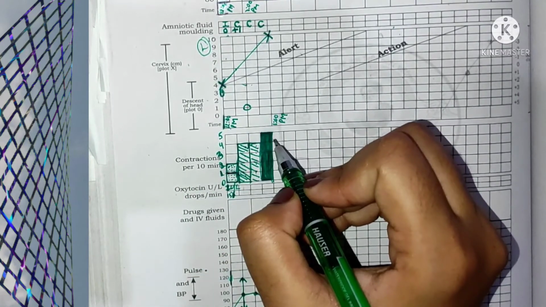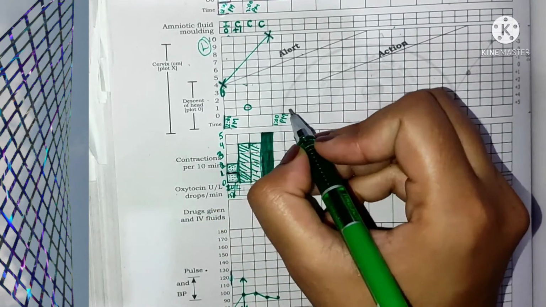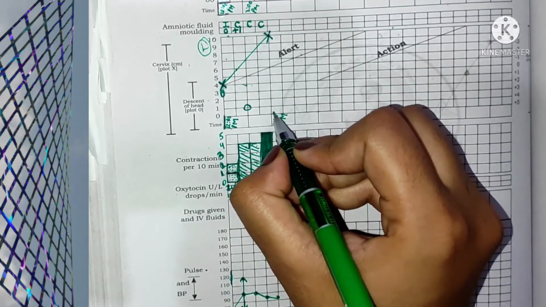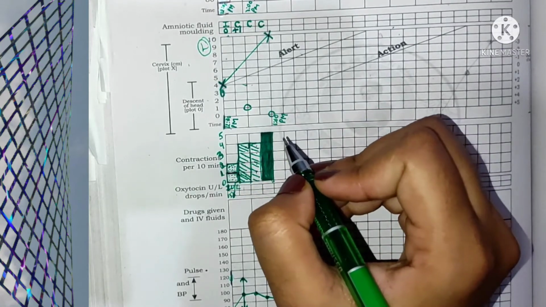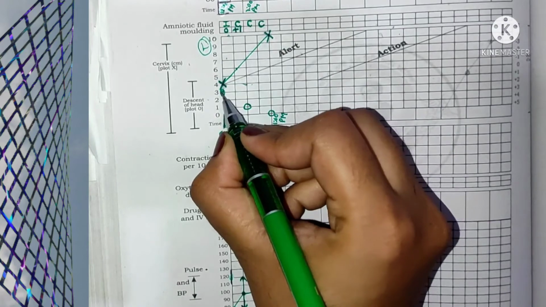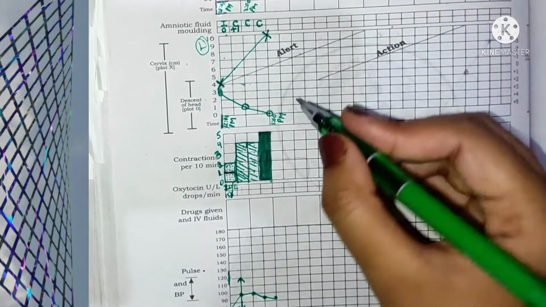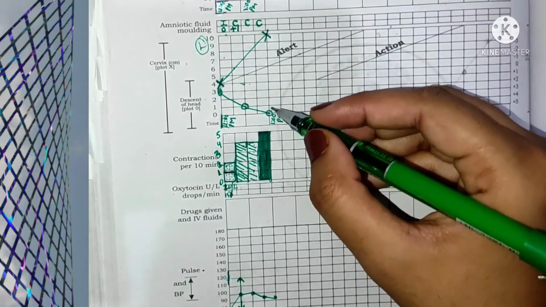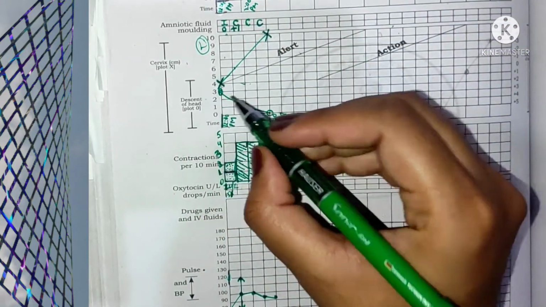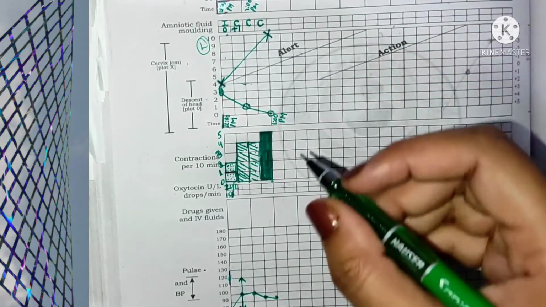You're going to place 0 over here, and after 1 hour you did the abdominal examination and you assessed that 0/5, meaning no head is palpable above the symphysis pubis on abdominal examination. Then you are going to place 0 over here, and then you are going to join these 3 lines. Okay, so this is how you're going to plot the descent of head. You're going to place 0 or O for plotting this paragraph.